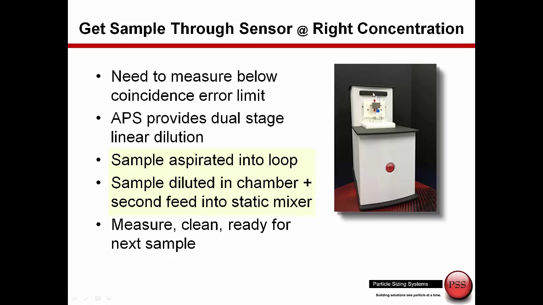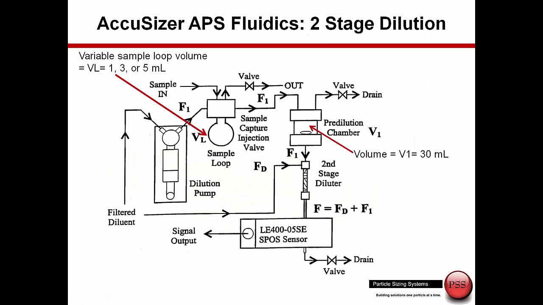This is the Fluidics that allows us to take the very concentrated sample and then deliver it to the sensor at the proper concentration to get the most accurate results. Let's look at the Fluidics here, which is used to automatically dilute the sample. The sample is going to enter here.